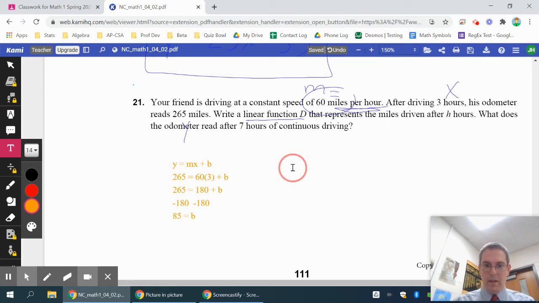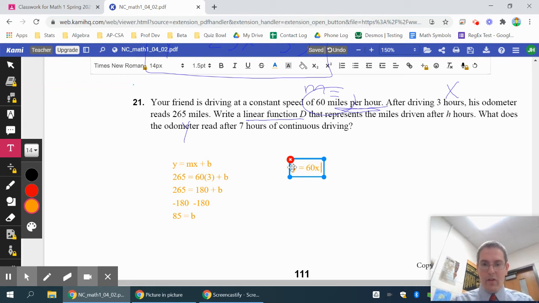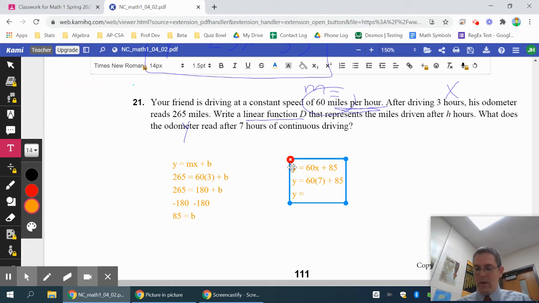So that basically lets me know that my equation is y equals 60x, because the slope comes in front of the x, plus 85 because the y-intercept goes on the end. Now it wants to know what it reads after 7 hours of driving. After 7 hours of driving, I'm going to have to put a 7 in where the x is. So I'm going to have 60 times 7 plus 85. So y equals whatever 60 times 7 is plus 85. I'll grab my calculator here. 60 times 7 is 420. Plus 85 is 505. So that would be your final answer.